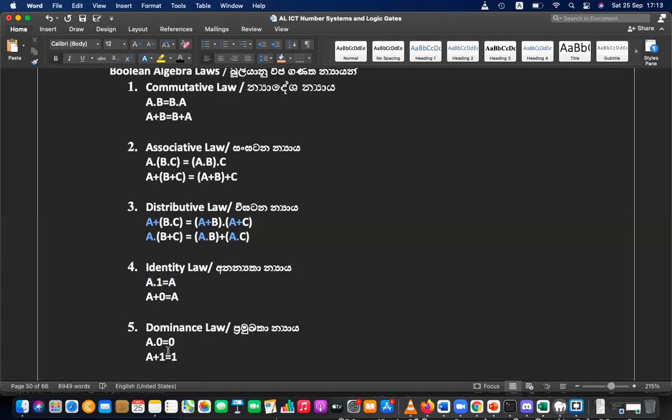Dominance means the other side. So you don't care about the unknown inputs because AND gate with 0 is always 0. OR gate with 1 is always 1, regardless of the unknown. That is dominance.